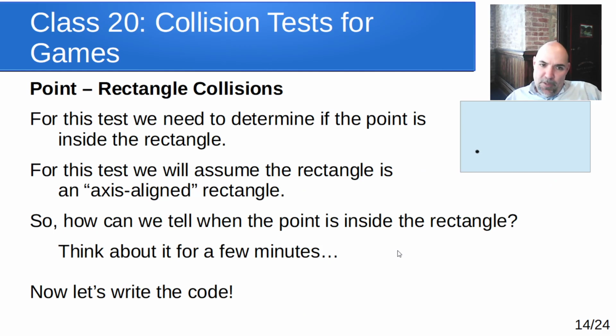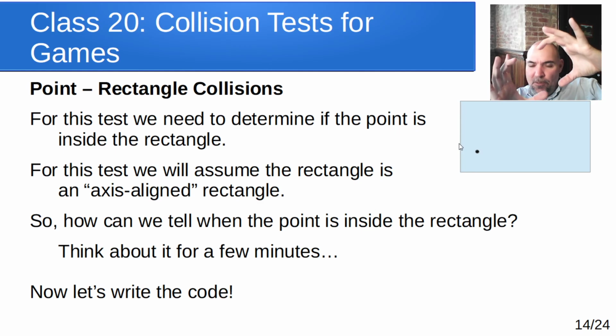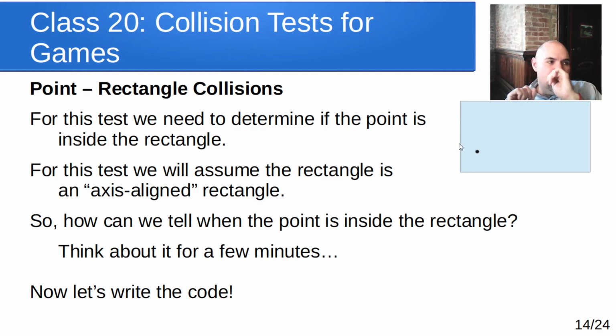Okay, what about a point-to-rectangle collision? Here we want to see if the point is inside the rectangle. To do that, we're going to assume that this is an axis-aligned rectangle. In other words, it's not a tilted rectangle. There's a more complicated test we would have to do with that, which we might talk about in a future lecture. We won't talk about it today. So we're just going to do axis-aligned rectangles for our tests today.